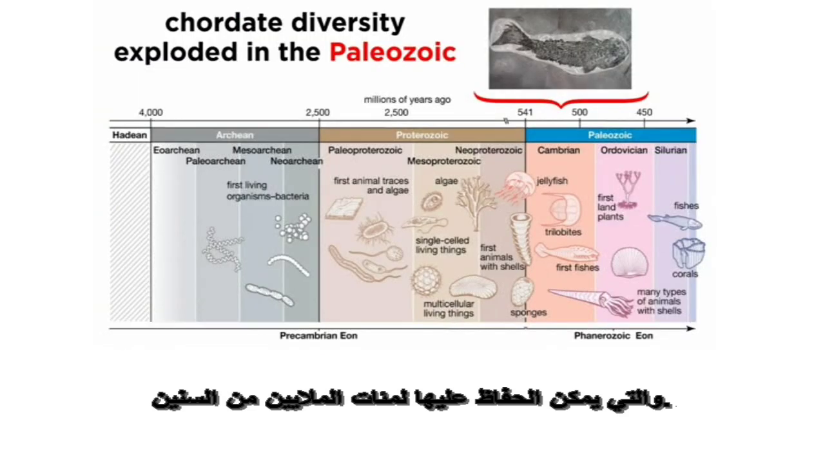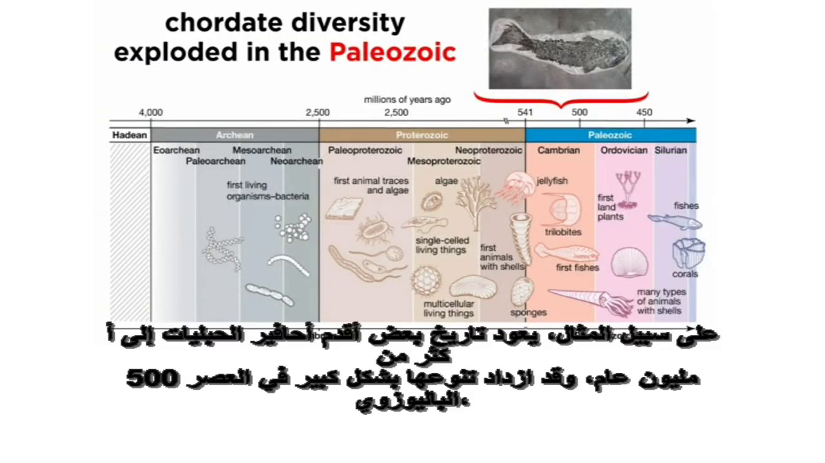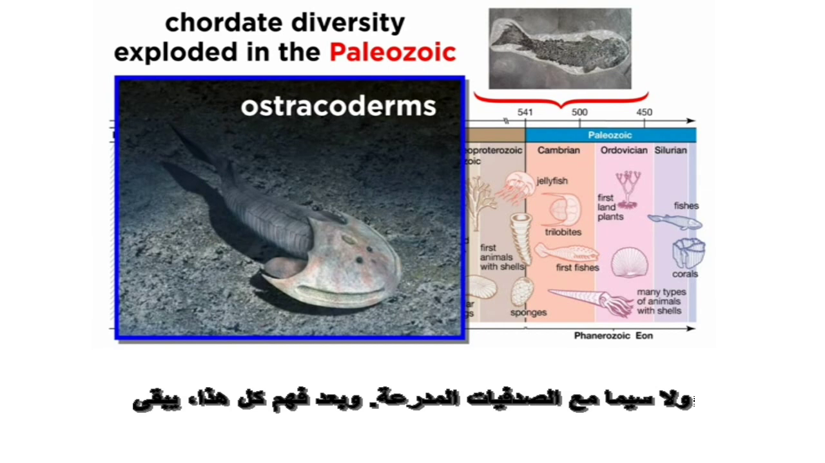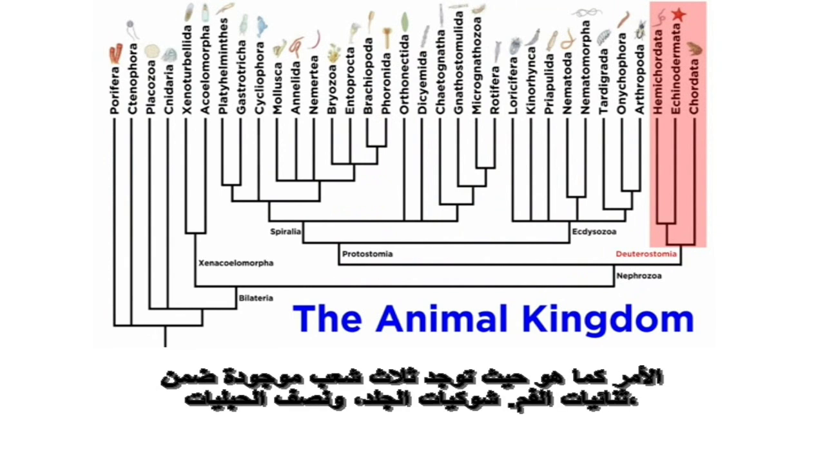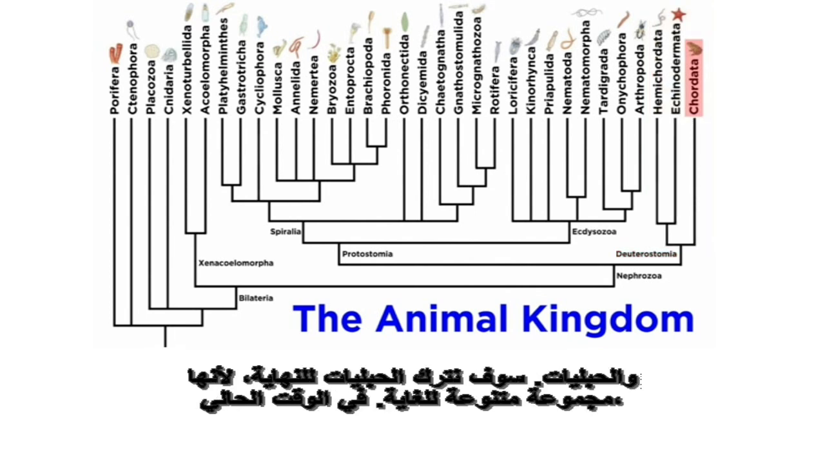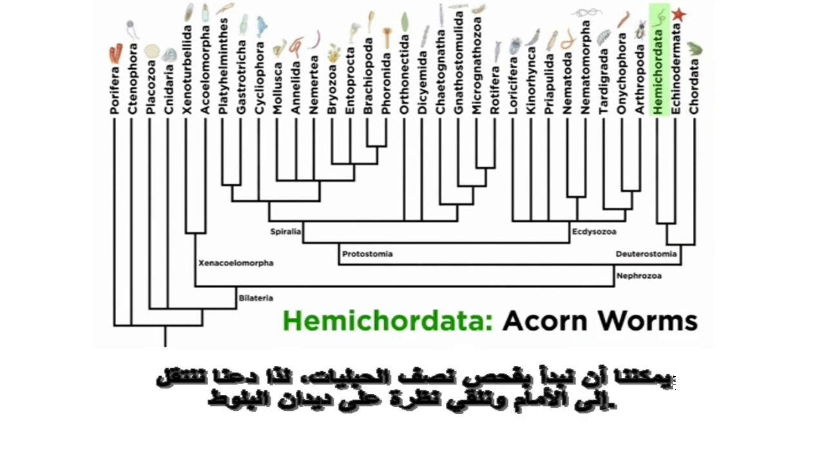Some of the oldest chordate fossils, for example, date back over 500 million years, and their diversity exploded in the Paleozoic, most notably with the armored ostracoderms. With all of this understood, it remains the case that there are 3 extant phyla within deuterostomes: the echinoderms, the hemichordates, and the chordates. We will save chordates for last, since it's such a diverse clade. For now, we can begin by examining the hemichordates, so let's move forward and check out the acorn worms.